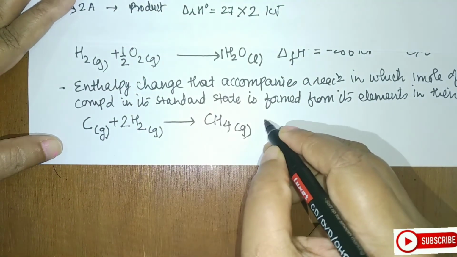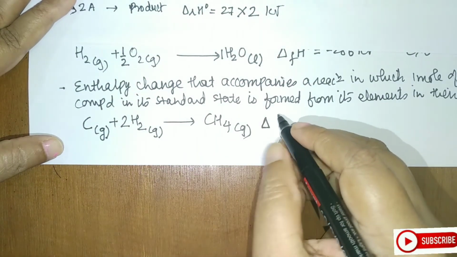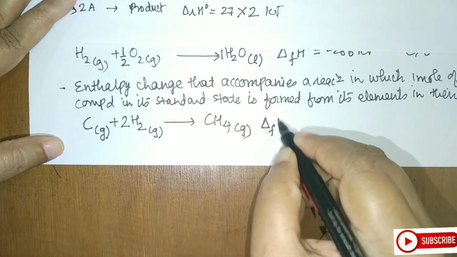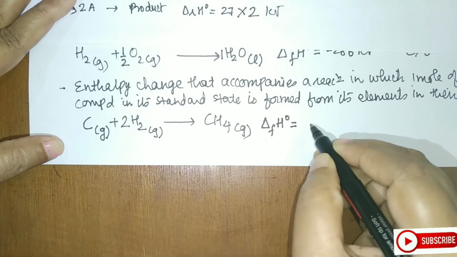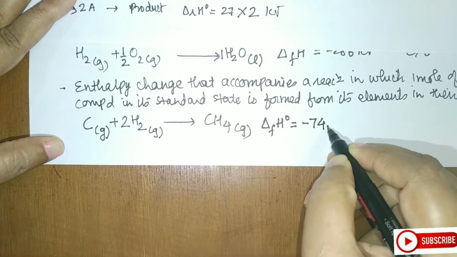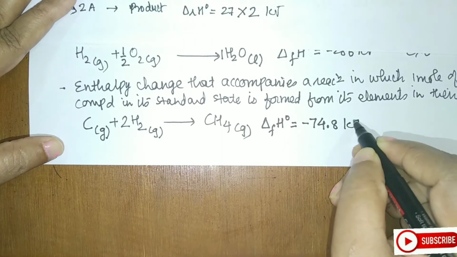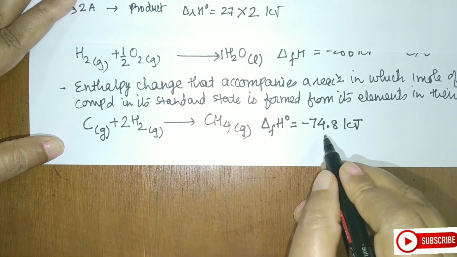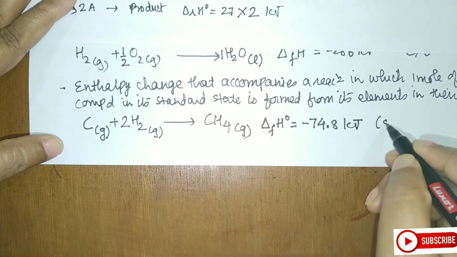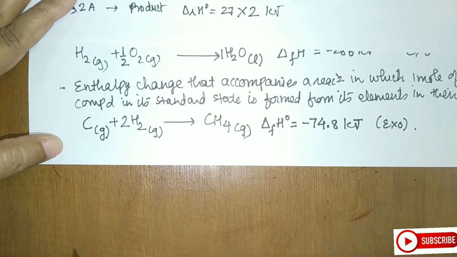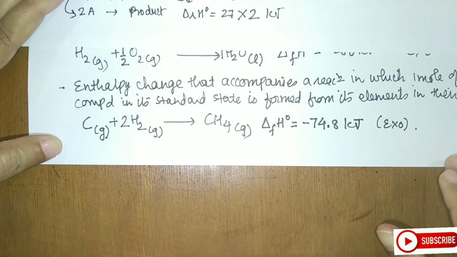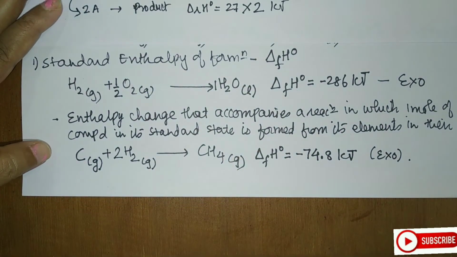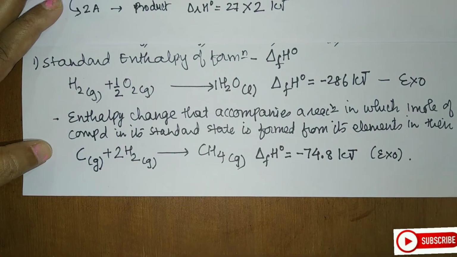What is left is the enthalpy change, which I must write on the right hand side. So the standard formation enthalpy here, I must write along with the sign. So it is 74.8 kJ. So the enthalpy of formation of methane is minus 74.8. So this is an exothermic reaction. So this is how you write the thermochemical reaction, and we have seen what the standard enthalpy of formation is. Let us see the second type.